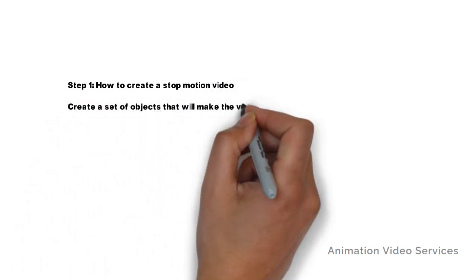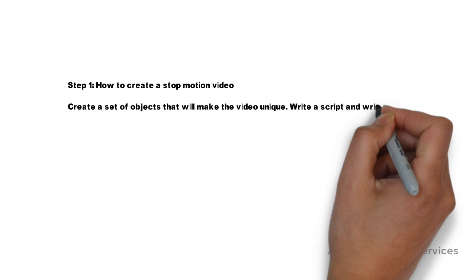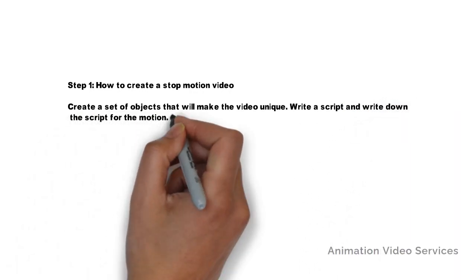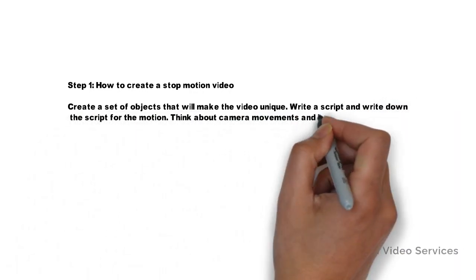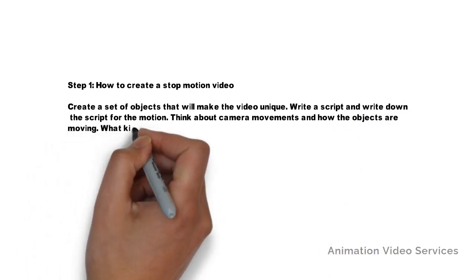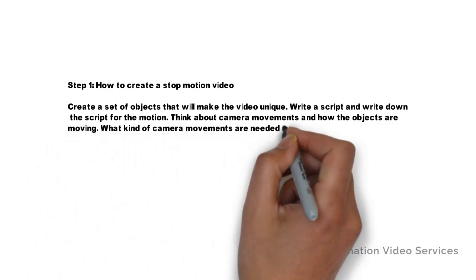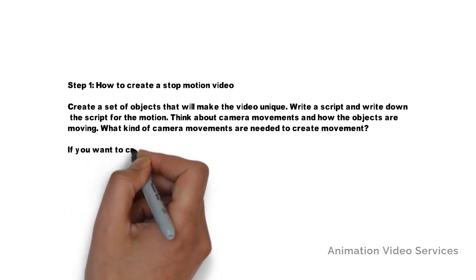Create a set of objects that will make the video unique. Write a script and write down the script for the motion. Think about camera movements and how the objects are moving. What kind of camera movements are needed to create movement?